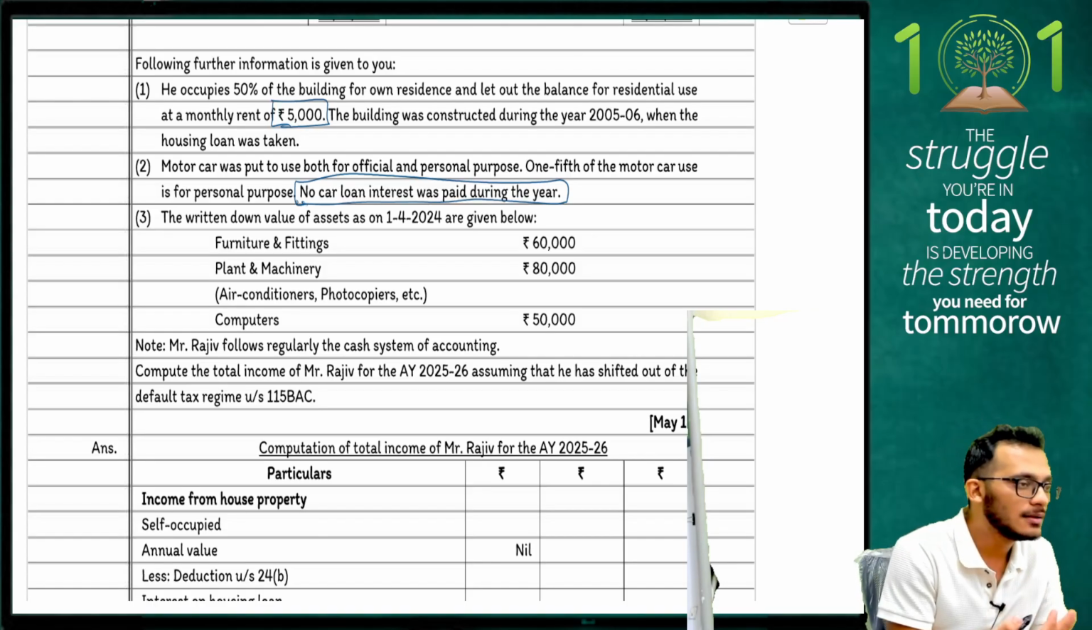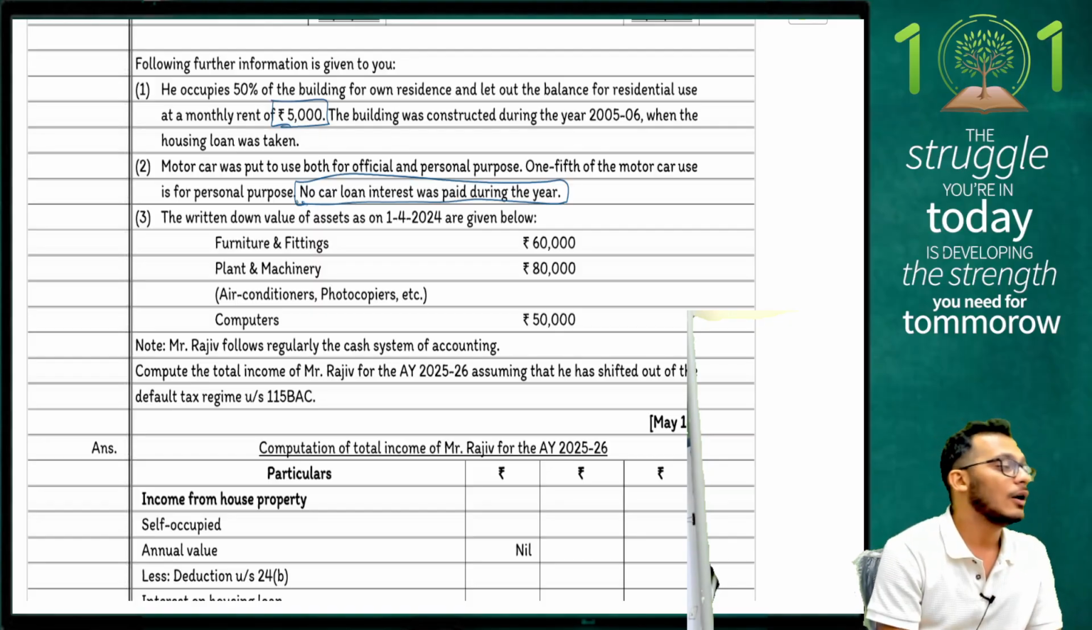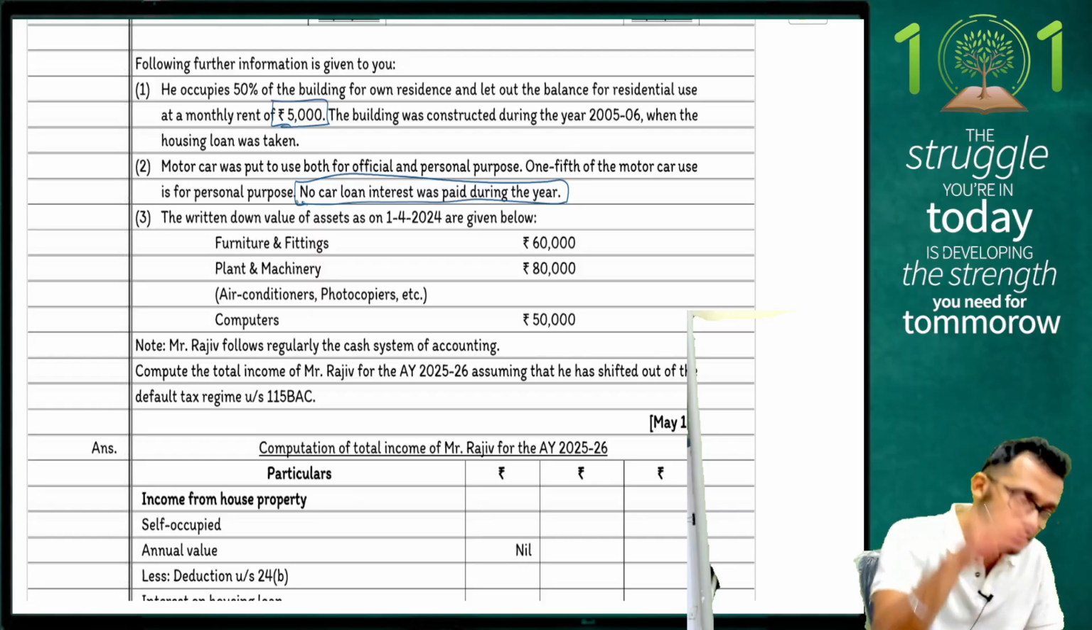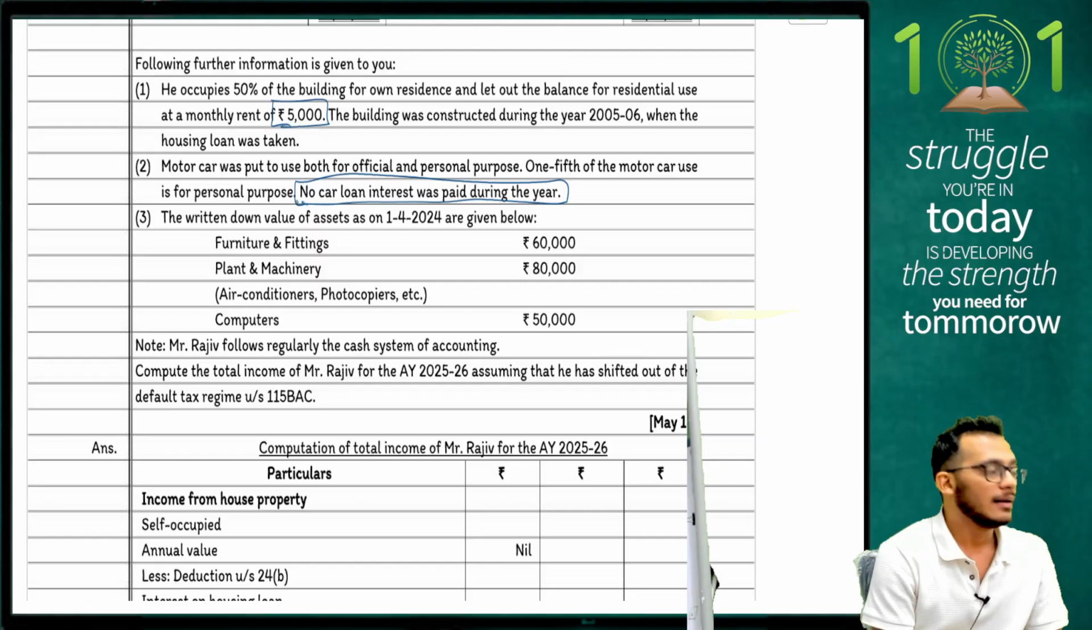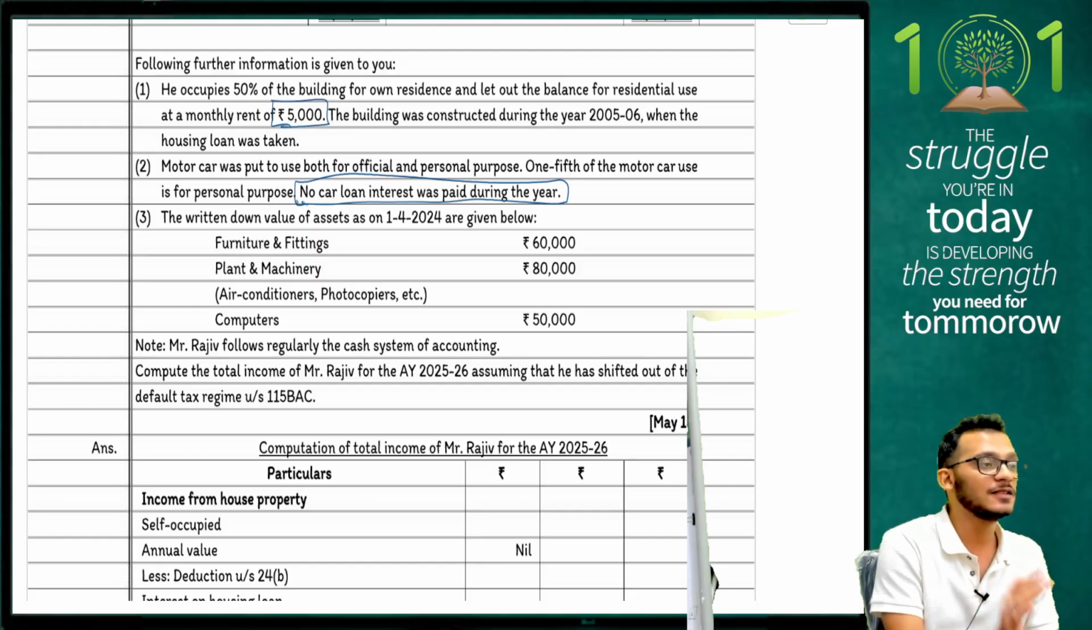Should I repeat the question? My question is, I have a car loan on which I am supposed to pay interest. I am supposed to pay interest, but I have not paid the interest. Is it an expense? It is an expense. Can I claim the expense or not?